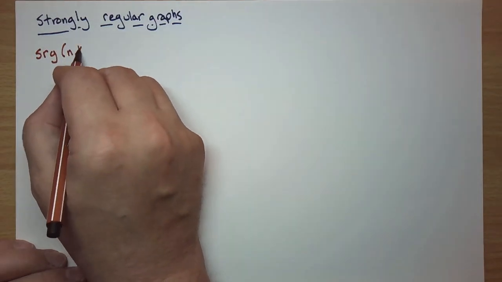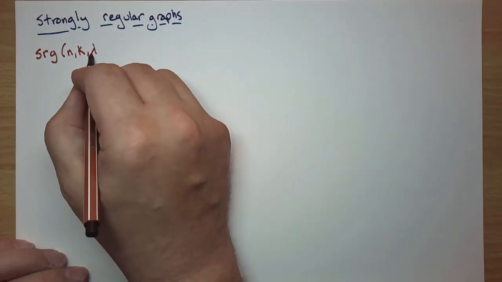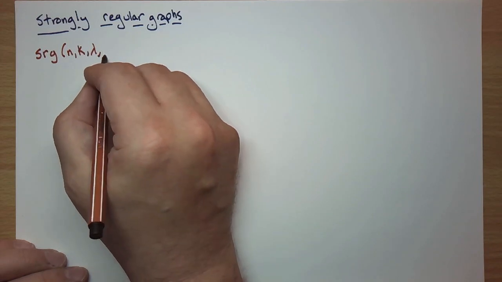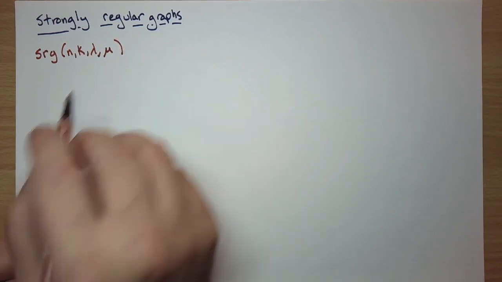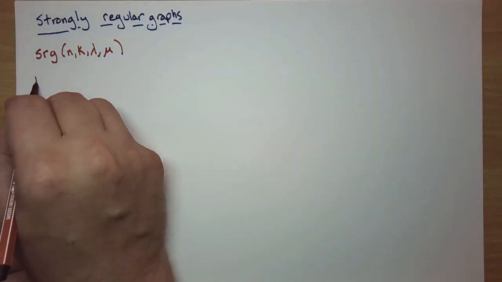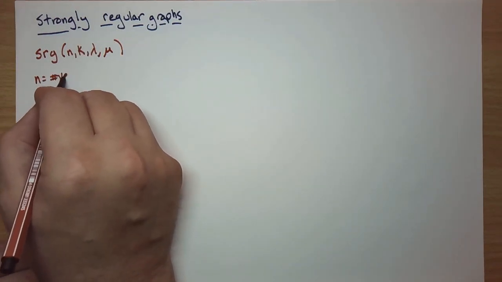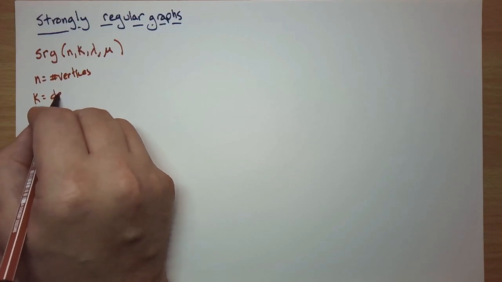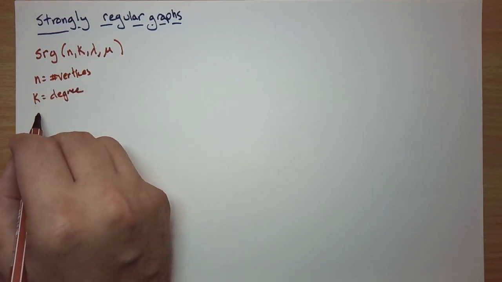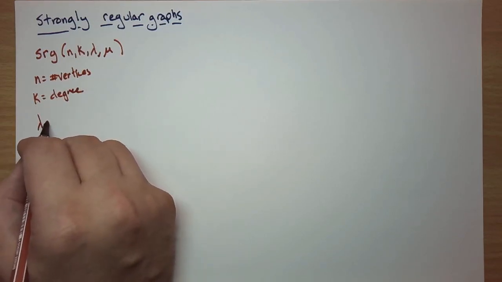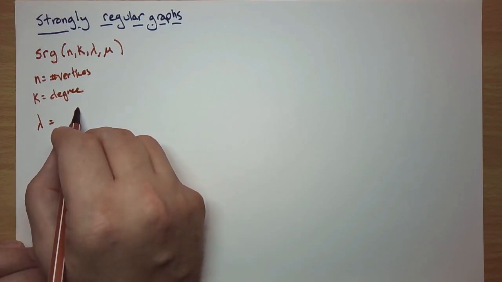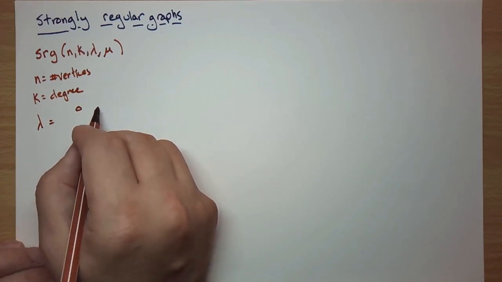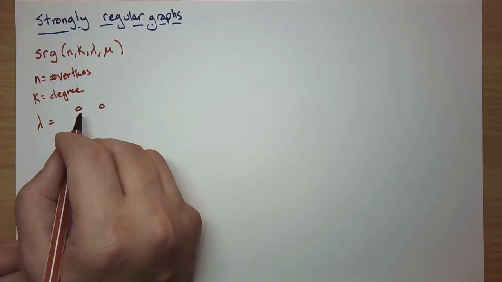You have n, k, lambda, not to be confused with lambda the eigenvalue, and mu, where n is your number of vertices, k is your degree, and lambda, well, I'll draw a picture just to help you understand what's going on.